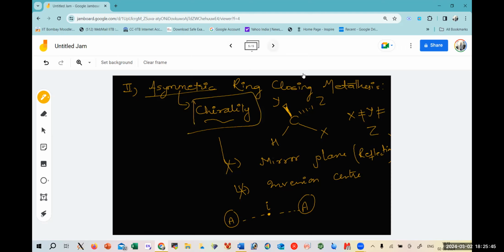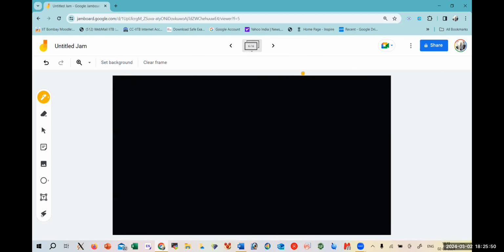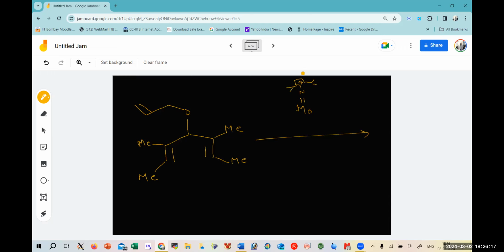Whereas in ring closing metathesis, that is not our point of concern. Our concern is, say for example, I'm starting with this alkene system. So here I have a methyl, this is methyl, one methyl, and this one. So in the presence of a molybdenum catalyst, which has a bulky amide system, this is a 2,6-diisopropyl amide actually. This is a metal carbene, which again has a bulky group.